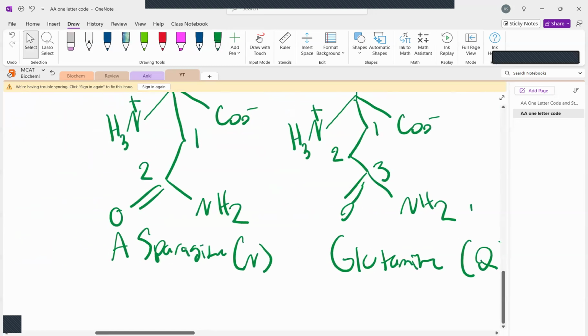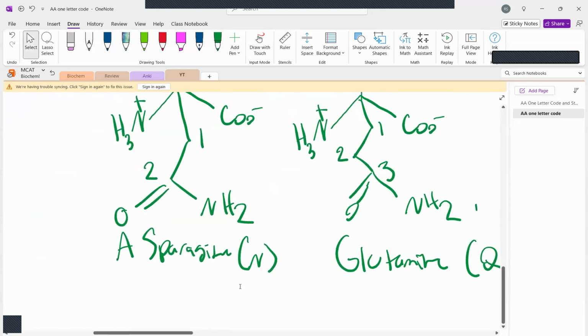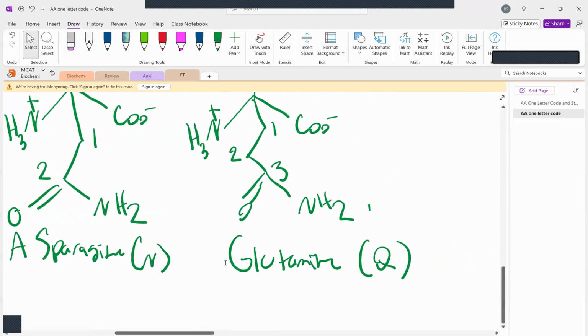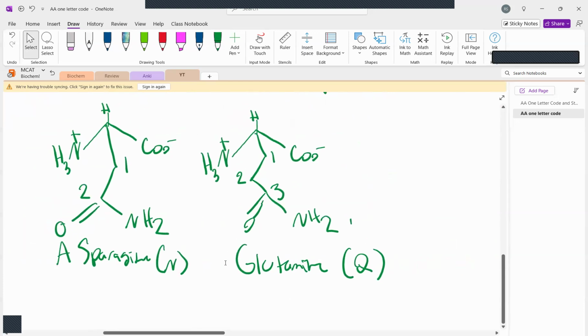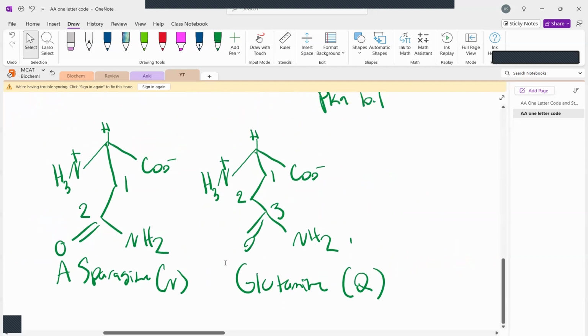I don't really have much to say about remembering the one letter code. Asparagine, I guess it has an N at the end, and glutamine, the Q is sort of similar to a G, but that's stretching it. So at least for me, whenever I see something where I don't recognize the other ones, I'm like, oh, that's why. Well, hopefully this made sense.